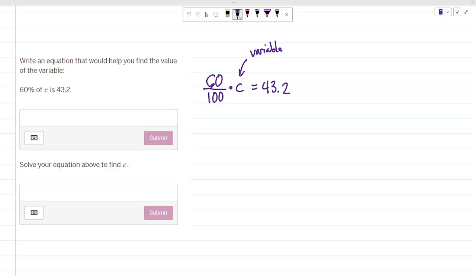Now let's do the second part where we solve this equation. So we have 60 over 100 as a coefficient on C, so what we want to do is divide both sides. So let's divide both sides by 60 over 100. So that gives us that C is equal to 43.2 divided by 60 over 100.